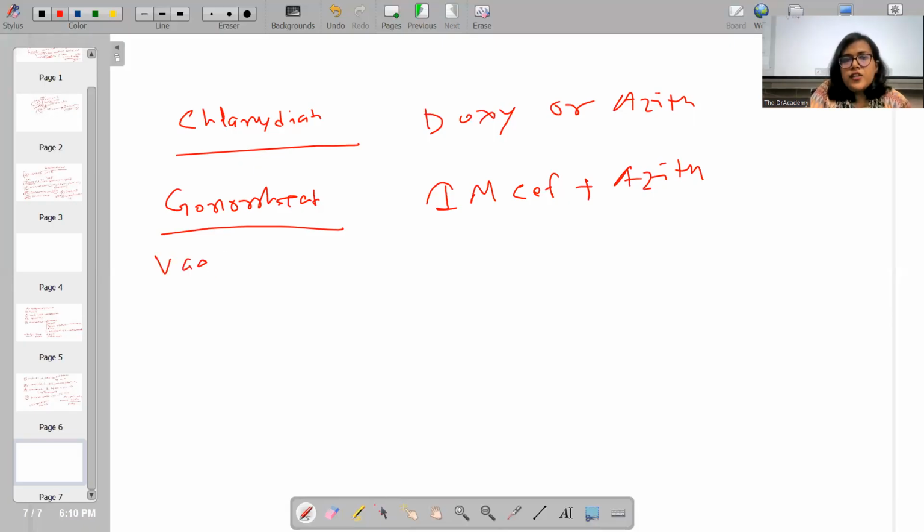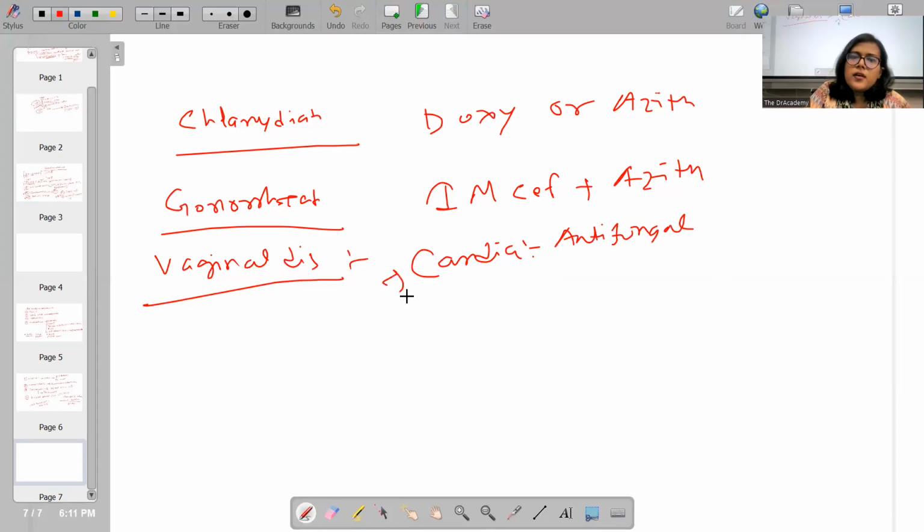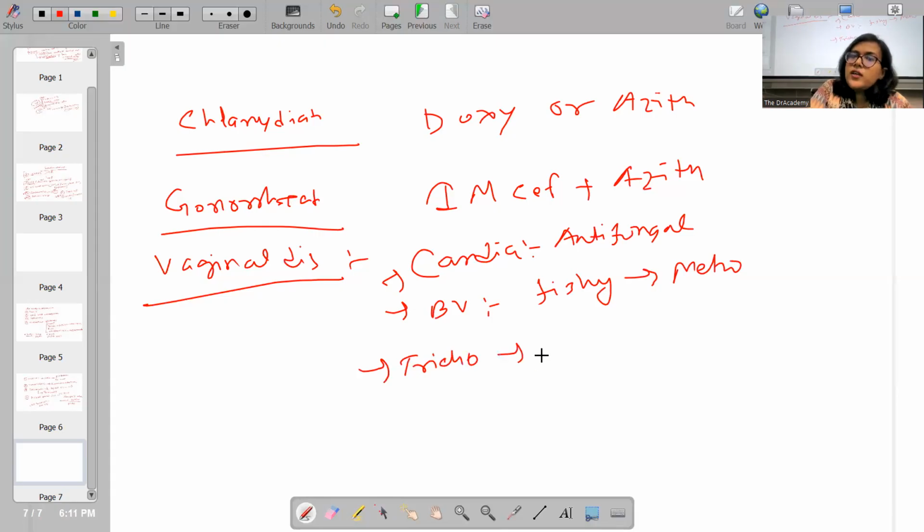Okay. Vaginal discharge. Candida, cottage cheese-like thick discharge, causes more itchiness. Treatment is any antifungal. Okay. And bacterial vaginosis caused by Gardnerella, causes a fishy odor. Treatment is Metro. Trichomonas, itching is more common. Frothy discharge. Treatment is the same, Metro. Okay.